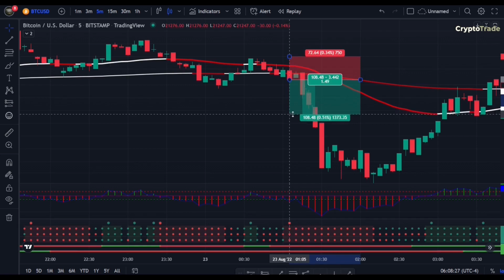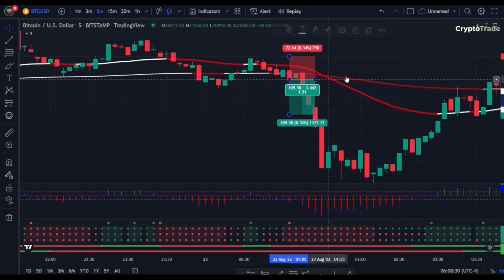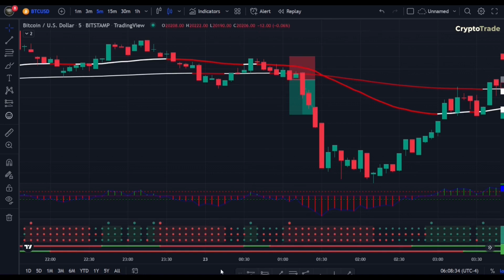The risk to reward ratio will be set to 1 to 1.5. The market reached the target and the trade was automatically closed with profit. Let's look for the next trade.